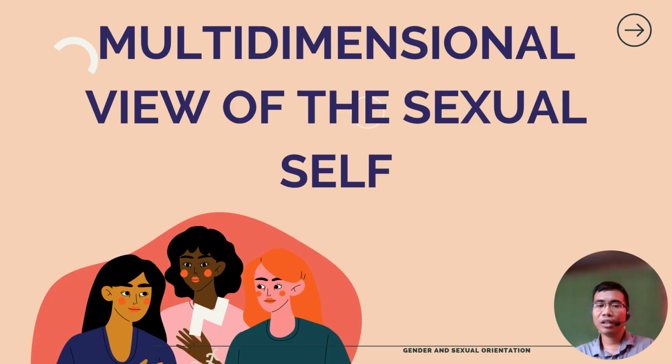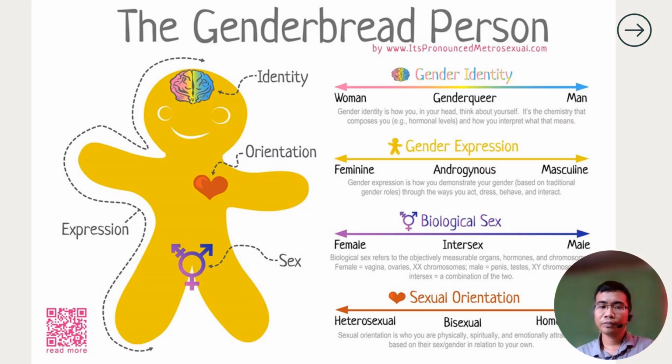Okay, so there is a multi-dimensional view of the sexual self. This is the gender bread person. Okay, gender identity. The neutral is genderqueer. Could it be a man or woman? Gender identity is how, in your head, you think about yourself. It is the chemistry that composes you and how you interpret what that means. Could it be a man or a woman? That is your gender identity. Gender expression is how you demonstrate your gender through the ways you act, dress, behave, and interact. Could it be in a masculine way, a feminine way, or androgynous?